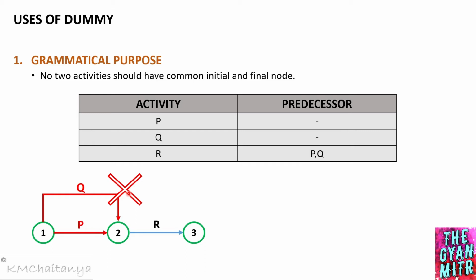So similarly, we'll start with the first event or the initial event, which I'll be numbering as 1. Now we'll have two activities, P and Q, which are our initial activities. So I'll have an activity P and I'll have activity Q, right? Now, in order to draw an activity R, we have a predecessor relation, that is P and Q. So what does it mean? Both these activities P and Q should be completed in order to start activity R.